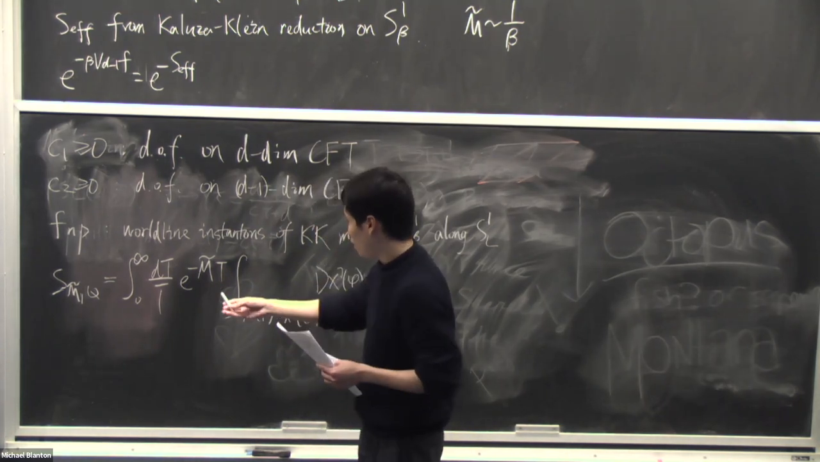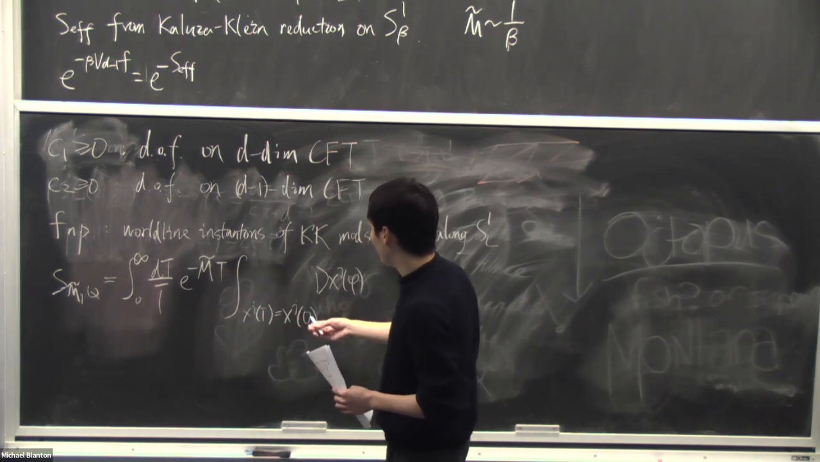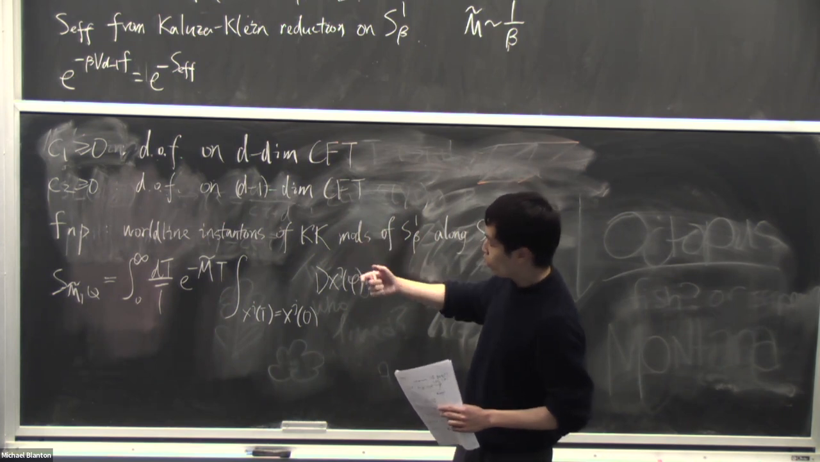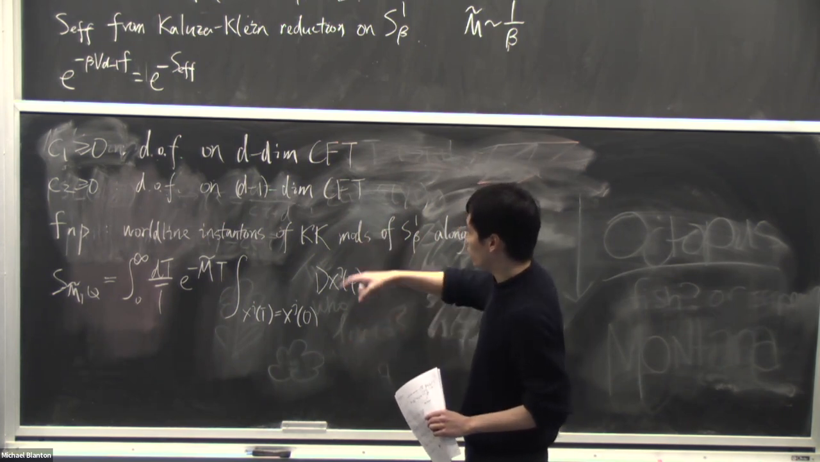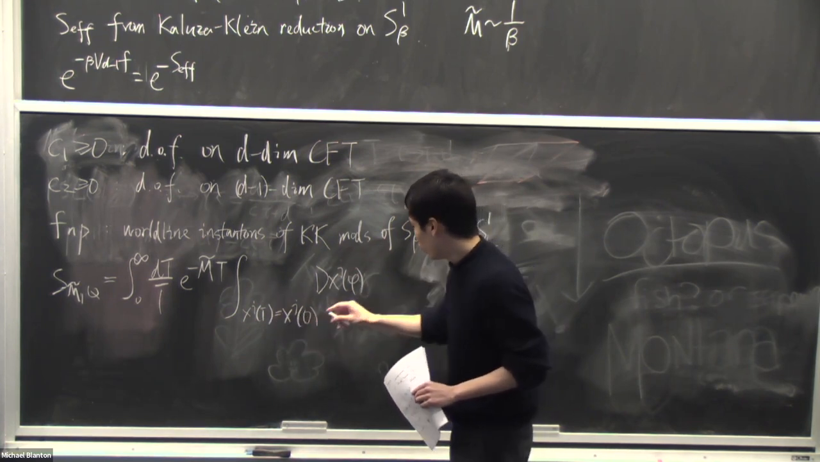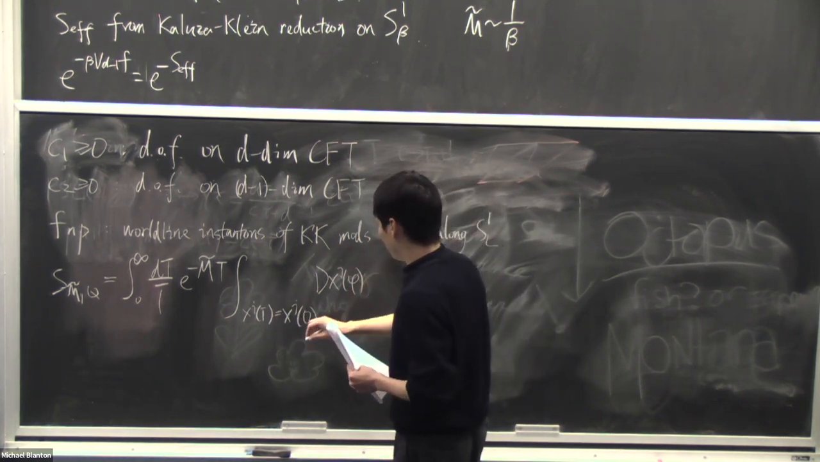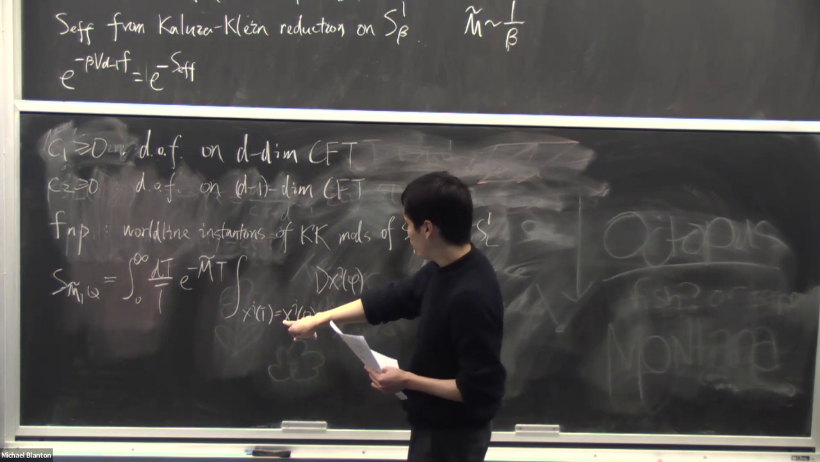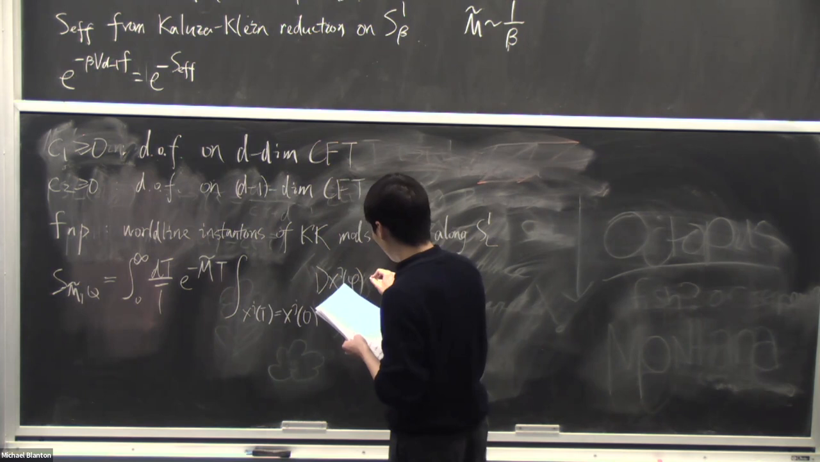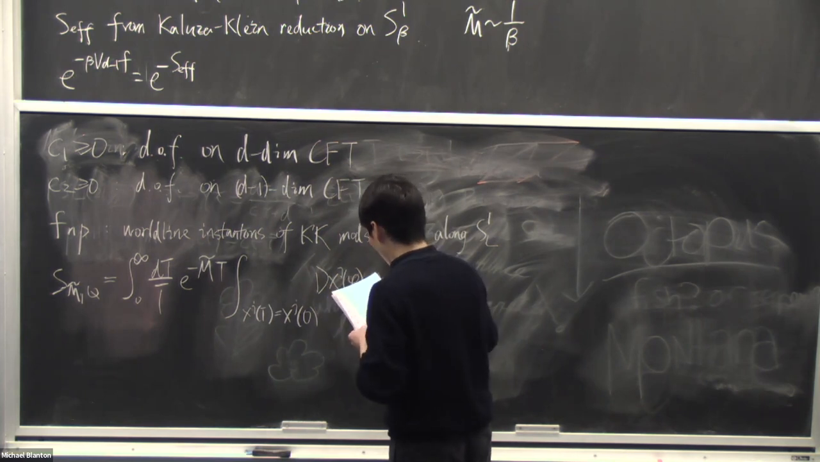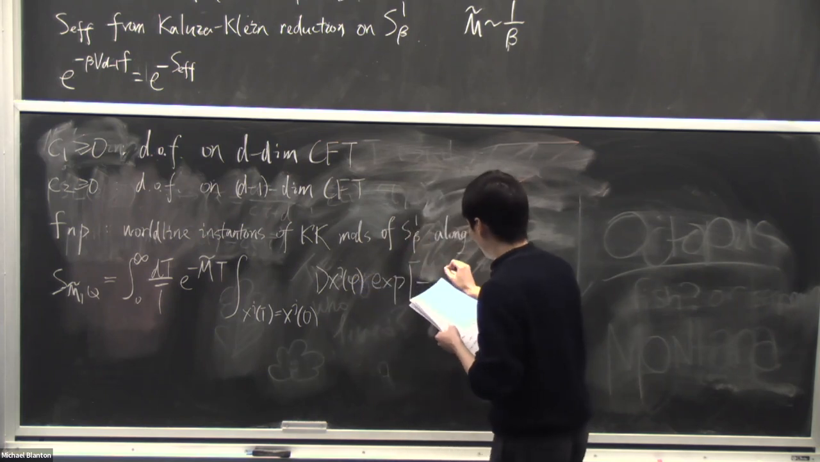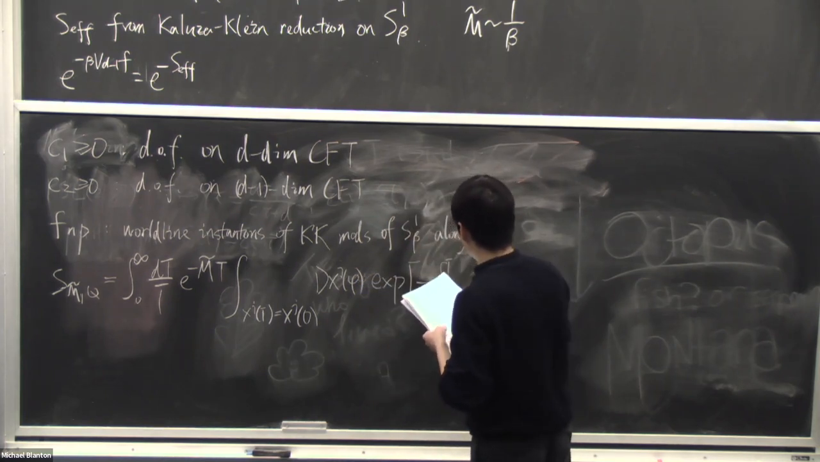So here, T is the so-called Schwinger parameter that measures the total proper time of a massive particle going around in one period. And we are integrating over the paths of these particles, where they are periodic, and we integrate with the weight of the worldline action.